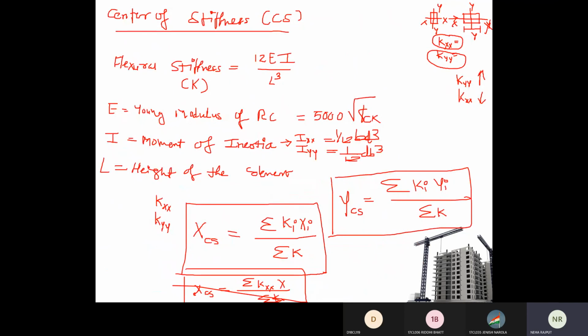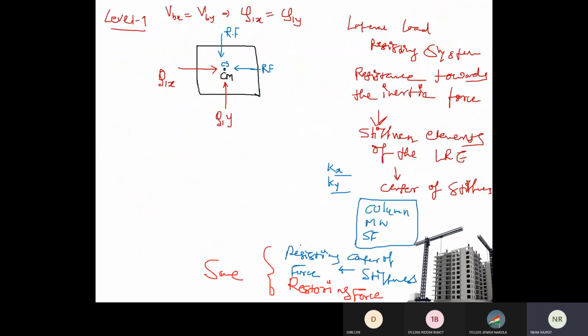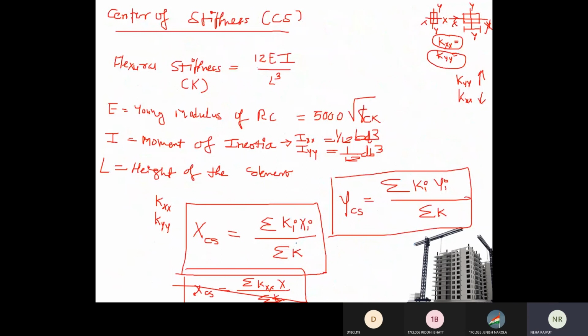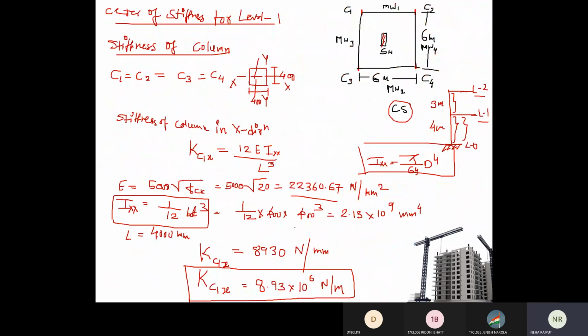So this one is the equation to find the center of stiffness, K into X divided by summation K. Now, an easy way you can do this is to give the grid lines of your plan. Grid lines of your plan means, if this is your origin, right?